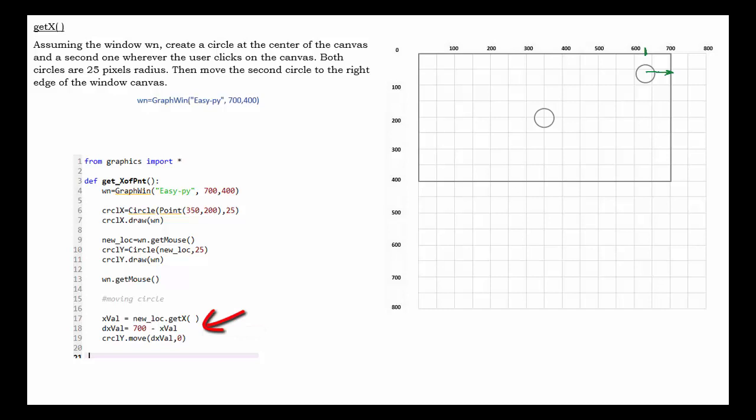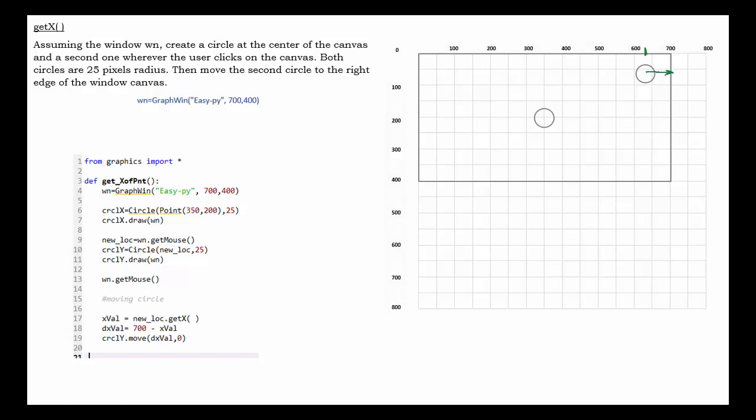In line 18, we subtract that from the 700, which is the size of the canvas, since we want to travel to the edge of the right part of the canvas. That will give us how much we have to travel. That will be the dx value. And then we're using the move method to move the object named circle y by dx, 0. So we'll move as much as necessary to move the circle, the center of the circle rather, to the edge of the canvas.